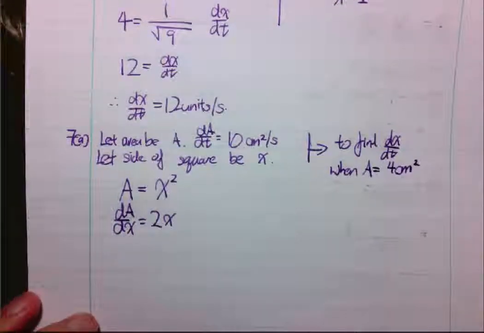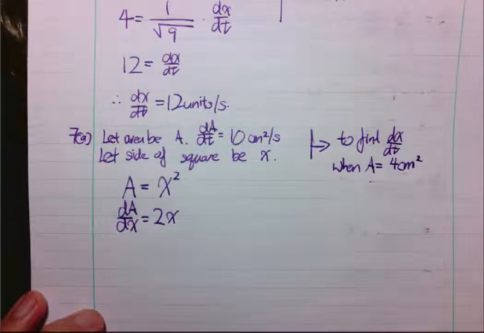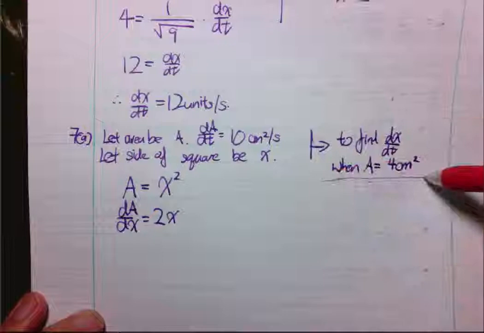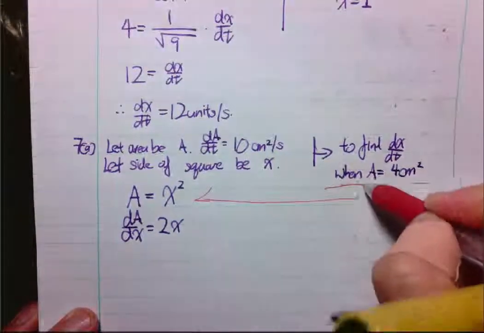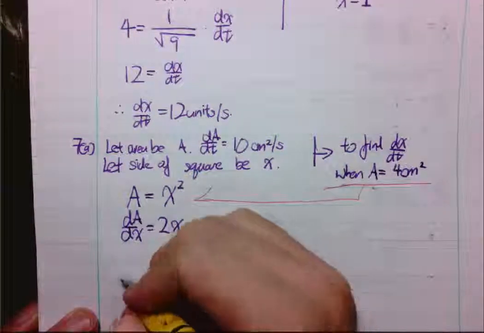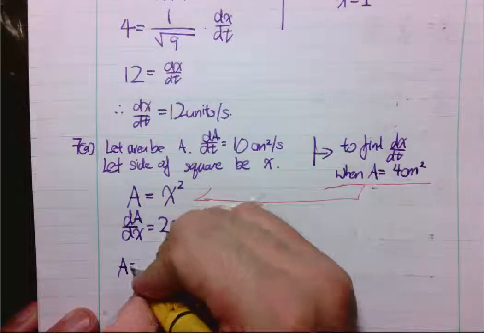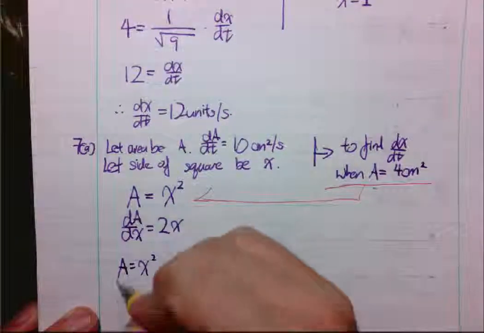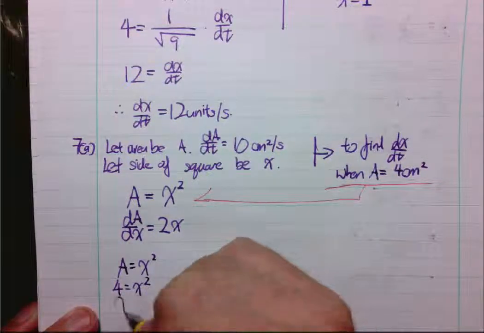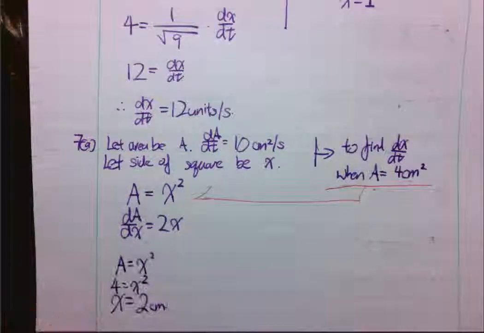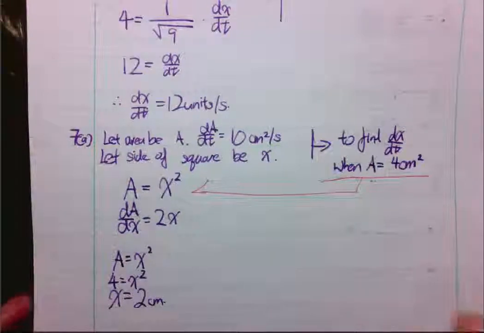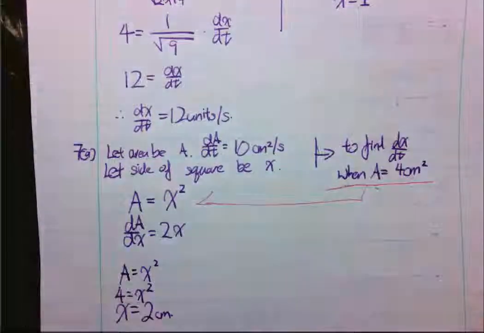So I use this piece of information first. When A is equal to 4 cm squared, I substitute it into here. So I say that A is equal to x squared, 4 equals x squared, x is equal to 2 cm.